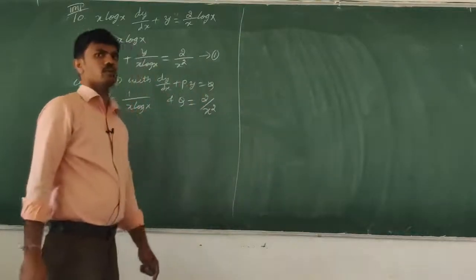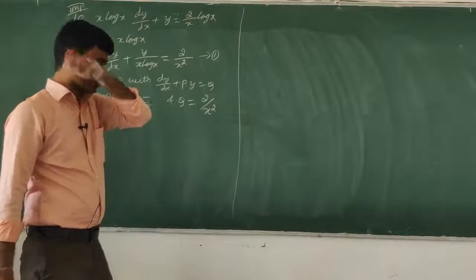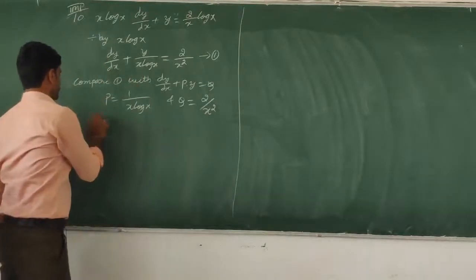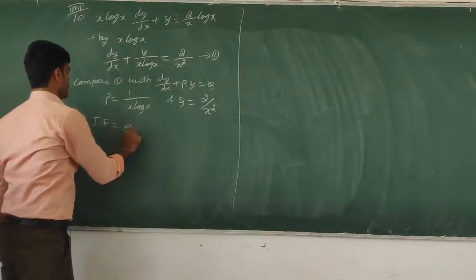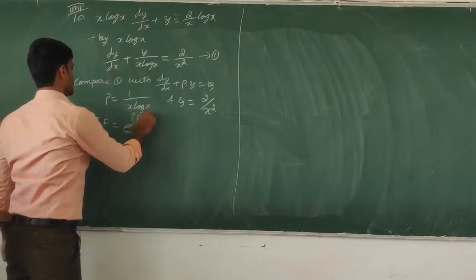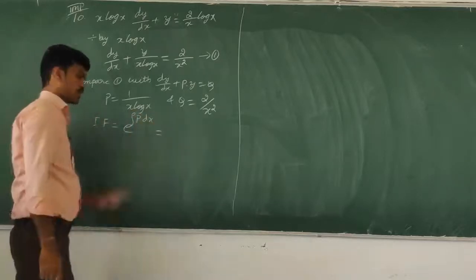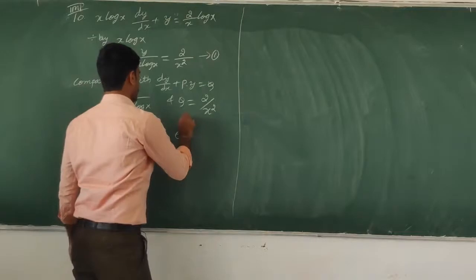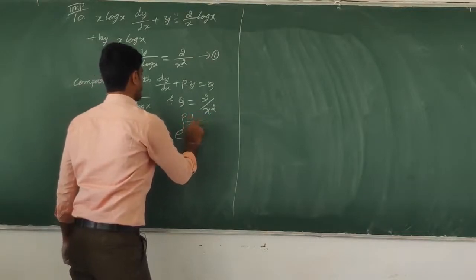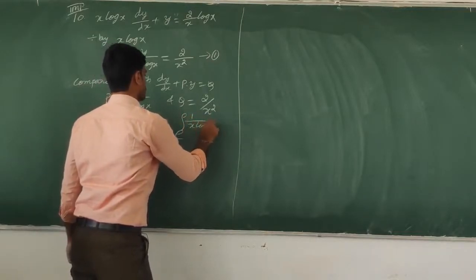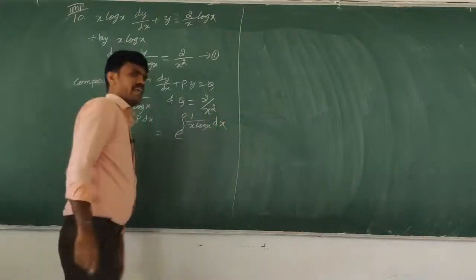In second step, we have to find the integration factor. So we know the formula for integration factor, that is e to the power integration of p into dx. Substitute the value of p here, then we have e to the power integration of 1 by x log x into dx.